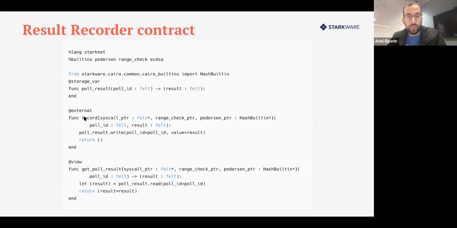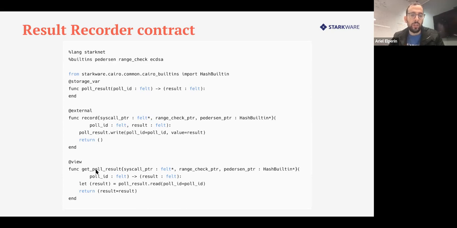And we have 2 functions, record, which takes a poll ID and the result, and simply updates the single storage variable that we have, which is a mapping from a poll ID to the result. So for every poll ID, we remember whether the result was 0 or 1. And we support get poll result, which simply reads from the storage variable and returns the result. Note that this is a dummy contract because there are no verifications here. Anybody can call record and specify whatever they want, regardless of signatures and voters and anything like this.